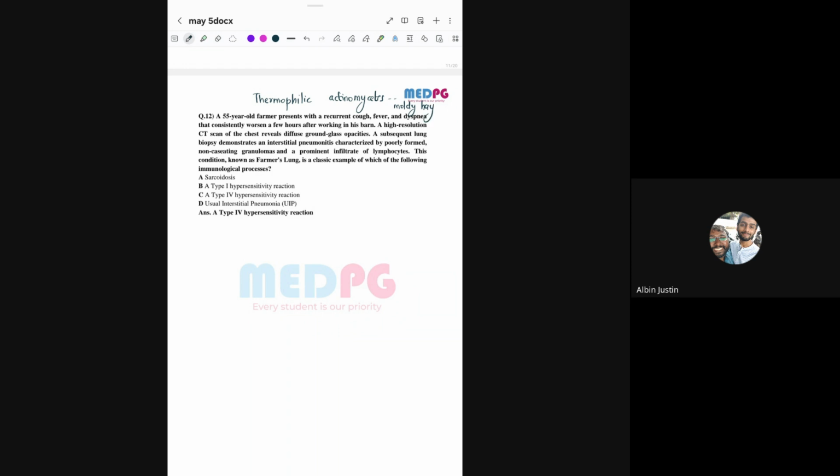Okay, so they are asking what is the type of reaction. You have a classical non-caseating granuloma with the lymphocytes and all. So most likely type 4 hypersensitivity. Sarcoid also shows granulomas, but no clear exposure trigger will be present. Type 1 will be IgE mediated, whereas type 4 is late or delayed type, with T lymphocytes. UIP is a fibrosing disease without any granulomas. So is bird fancier's lung. It also has the same mechanism.